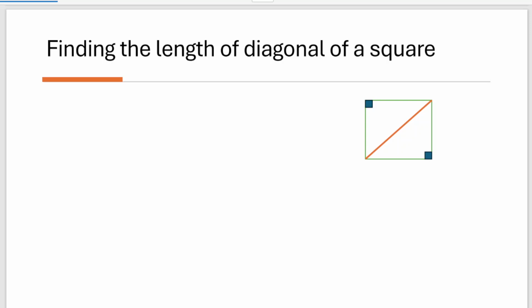Now we will find the length of the diagonal of a square. How will you do that? For that, we are going to use the Pythagoras theorem. We know this is A, this will also be A. So how can we find the length of this diagonal? Since you have got a right angle here, you can apply the right angle properties in this right angle triangle.